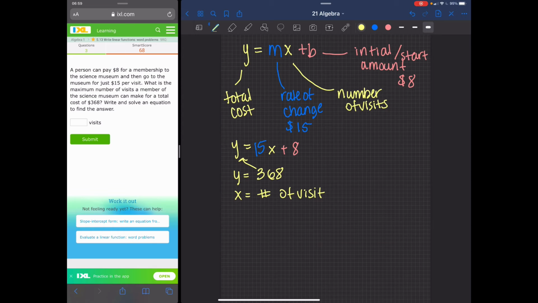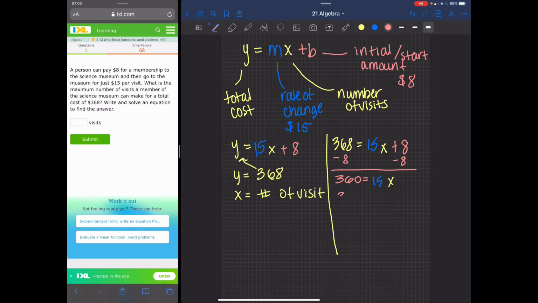So I'm going to do it right here on the right. 368 equals 15x plus 8. I want to solve for x, so I'm going to subtract 8 from both sides. So then from there, I just get 360, and then that equals 15x. So with the 15, I'm going to divide both sides by 15.